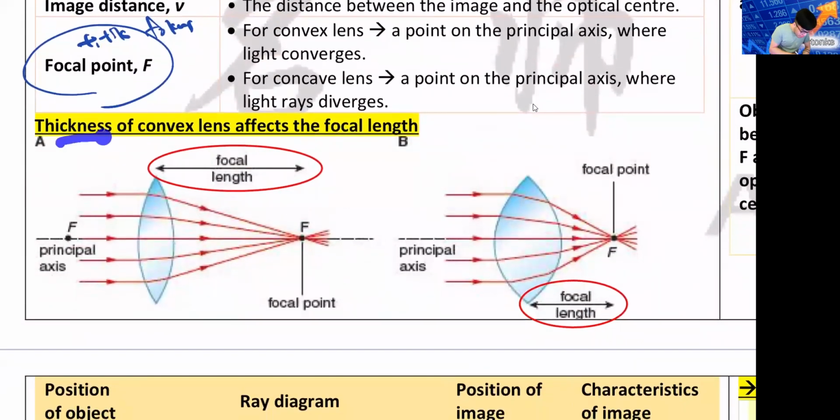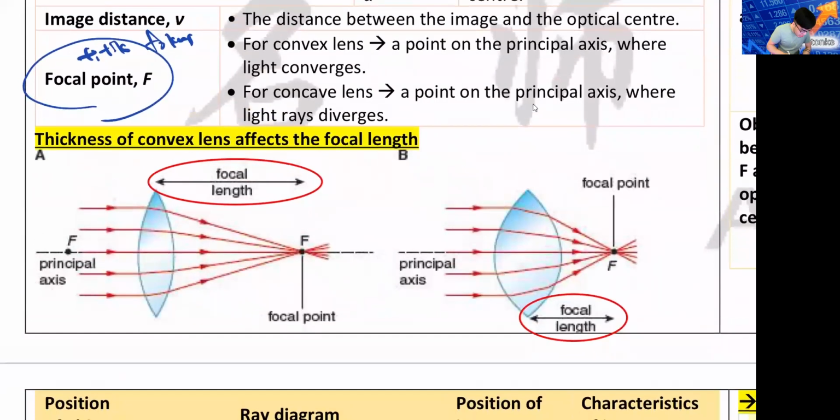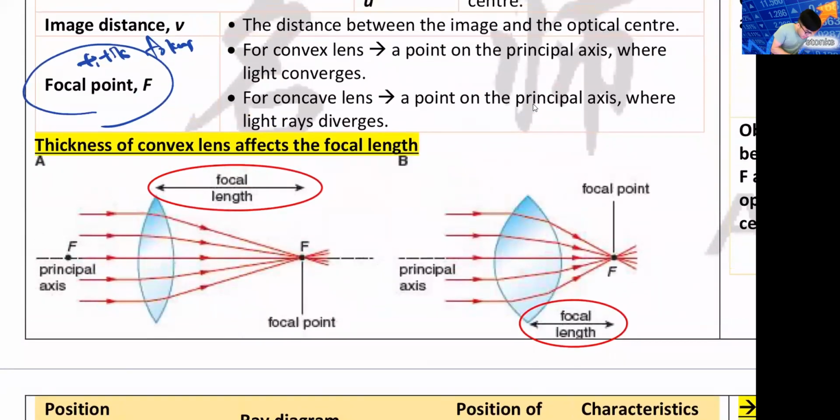So the thickness of the convex lens affects the focal length. Ketebalan kanta mempengaruhi jarak fokus. I want you to write this down. The lower the thickness, semakin nipis kanta, semakin panjang jarak fokus. You can write these two arrows here. It makes your life easier.